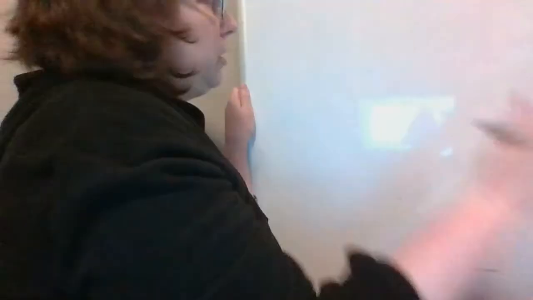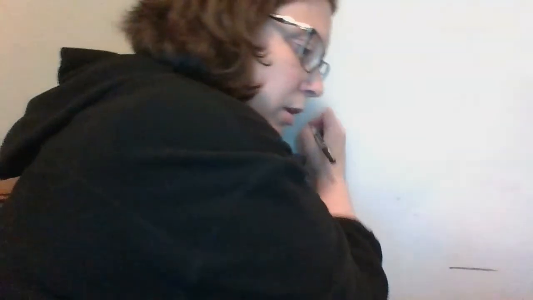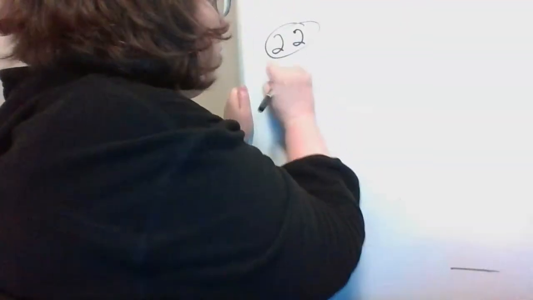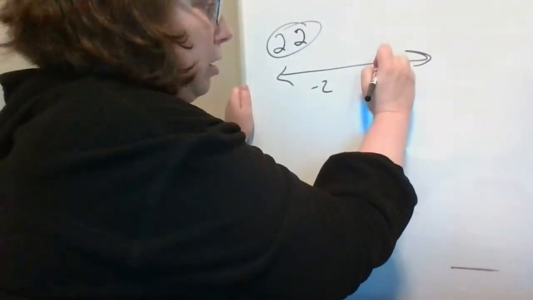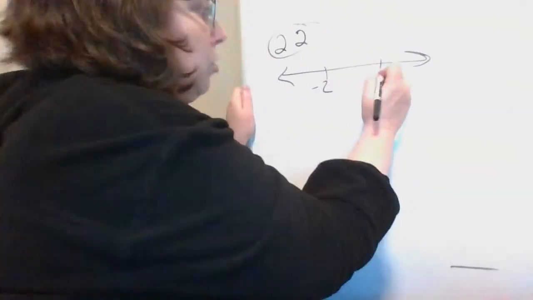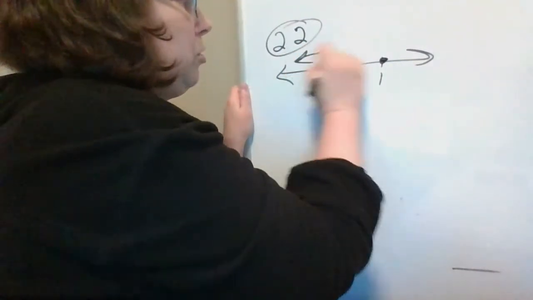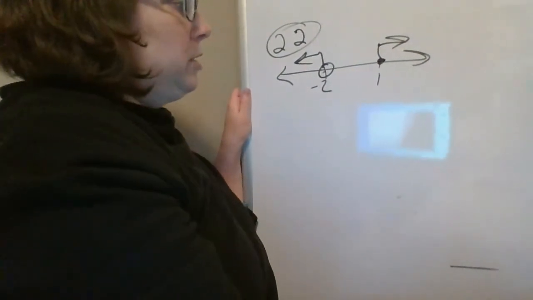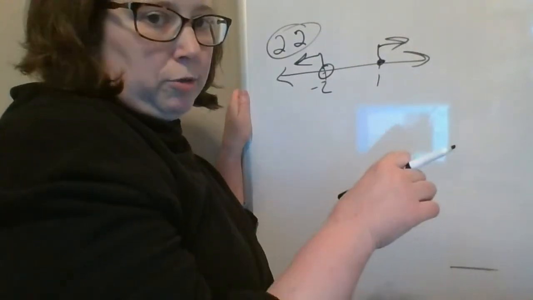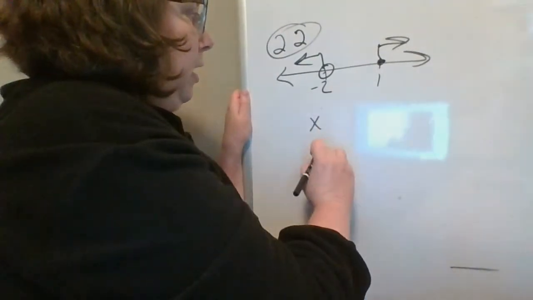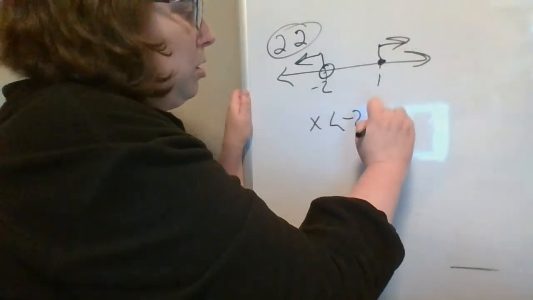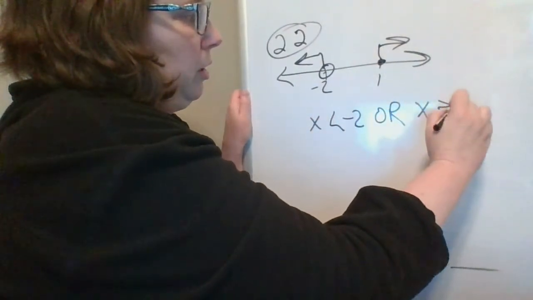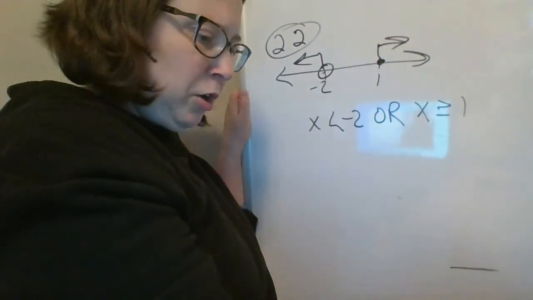For number 22, they give us a graph, and we're supposed to write a compound inequality that the graph could represent. So it looks like we have on our graph -2 and 1. At 1, we have a closed circle. At -2, we have an open circle. And we can tell that this is an or because our arrows go out. So when it is an or, you can't combine the 2 inequalities, you just have 2 separate inequalities. So we would say x is less than -2, or x is greater than or equal to 1. That would be your compound inequality.